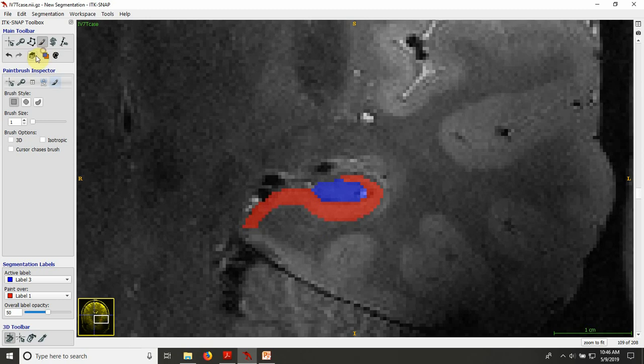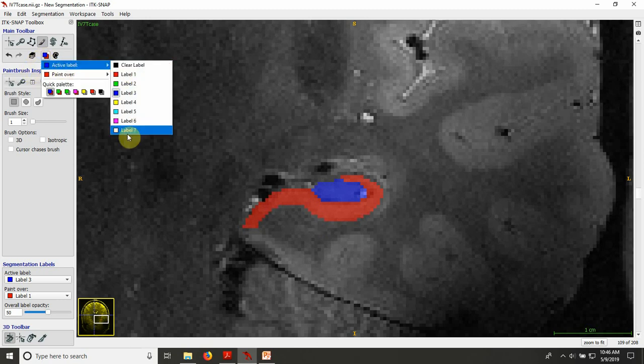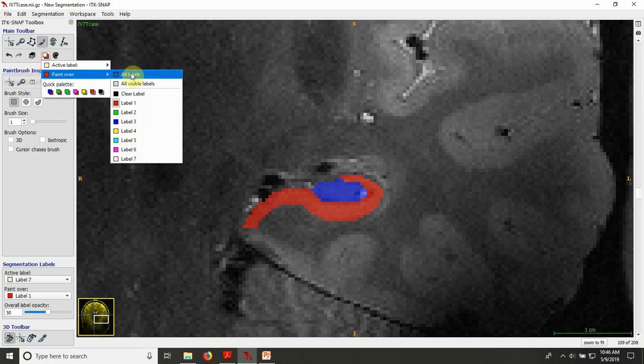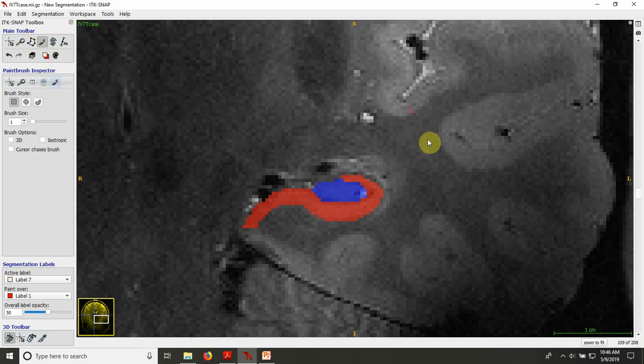Okay. And then the next thing that we'll do is draw the cyst. So what you can see here is some bright voxels, which actually represents a hippocampal cyst or a hippocampal sulcal cavity. We don't want to include this in the blue label, the dentate gyrus, so we're gonna outline this and give it a separate label.